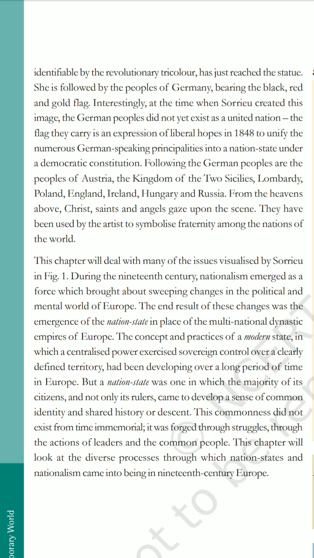Following the German people are the peoples of Austria, the Kingdom of Two Sicilies, Lombardy, Poland, England, Ireland, Hungary, and Russia. From the heavens above, Christ, saints, and angels gaze upon the scene. They have been used by the artist to symbolize fraternity among the nations of the world. The chapter will deal with many of the issues visualized by Sorrieu in Figure 1.